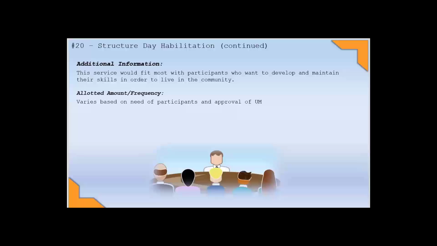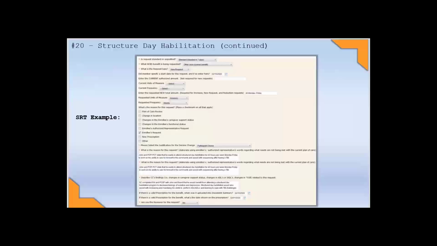This service would fit most participants who want to develop and maintain their skills in order to live in the community. The allotted amount and frequency vary based on the need of the participant and the approval of UM. And then we have our SRT example.